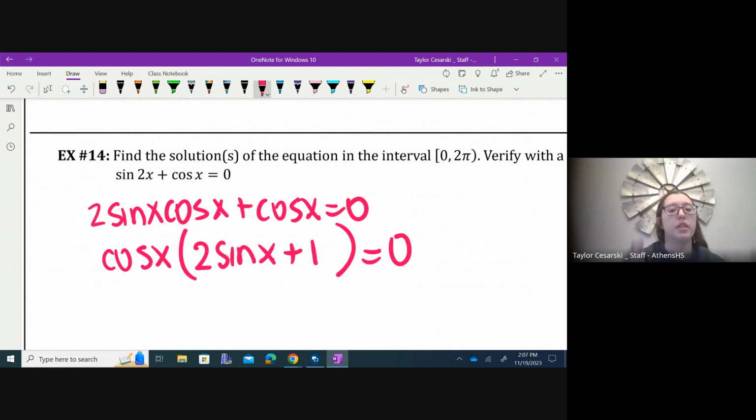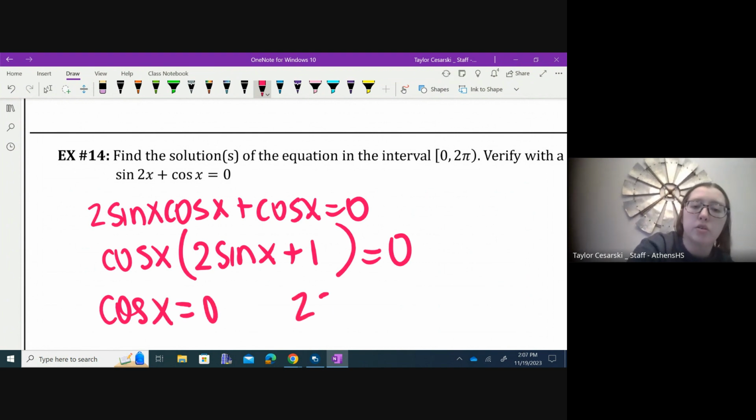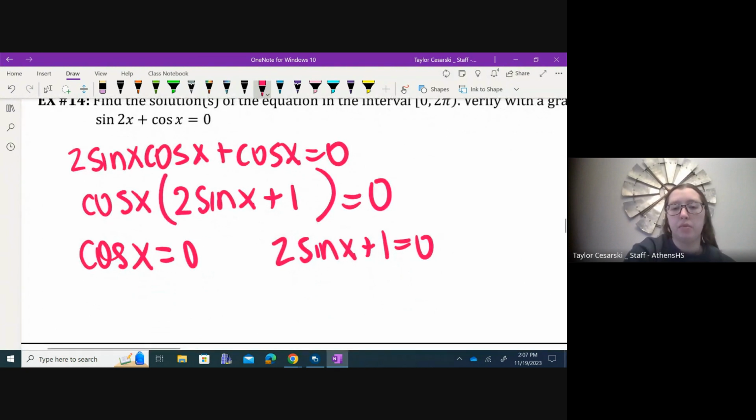And now I'm going to set both of my factors equal to 0. So I'm going to say cosine of x could equal 0, or 2 sine of x plus 1 could equal 0. I'm going to go ahead and solve.